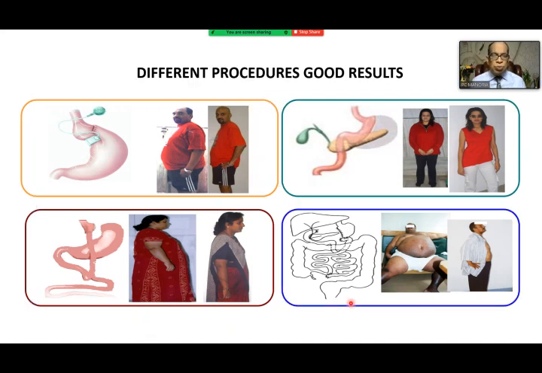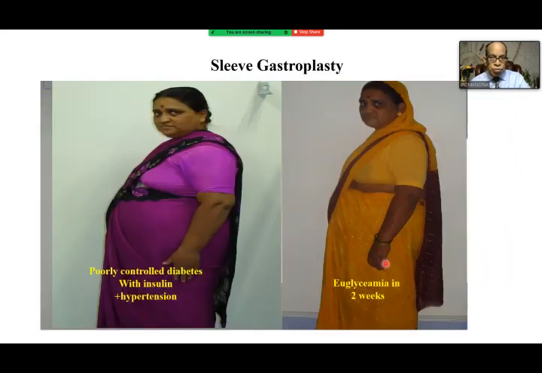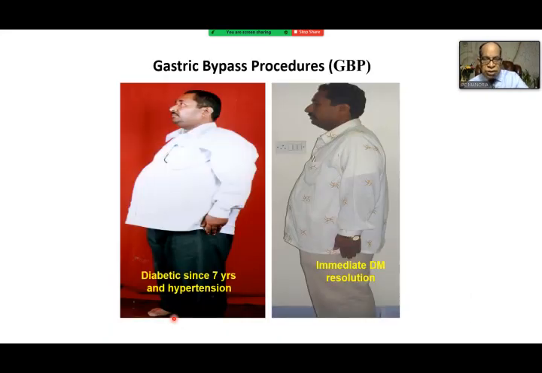Whatever the procedure performed, you can see the benefit is always there. You can see this is before surgery, this is after surgery, before surgery, after surgery, and again before and after surgery. This is sleeve gastroplasty. This is a lady with poorly controlled diabetes on insulin and hypertension. Euglycemia is achieved in 2 weeks.